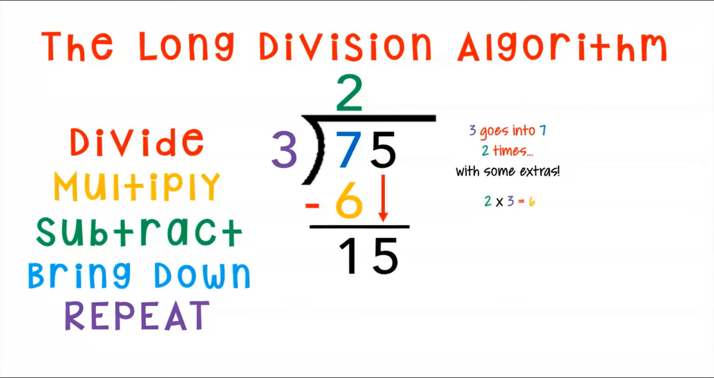Now we repeat the process because we want to know how many times 3 goes into 15. 3 goes into 15 5 times, and 5 times 3 is 15. Then we subtract, and we get a remainder of 0. Nothing left. Now we know we're finished with this problem because there are no more digits in the dividend, and our remainder is 0. So we know that 3 goes into 75 25 times.